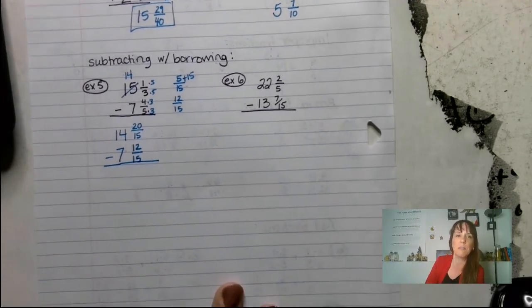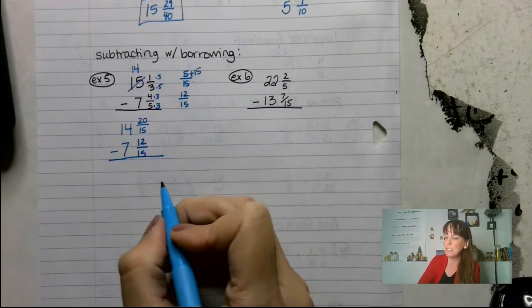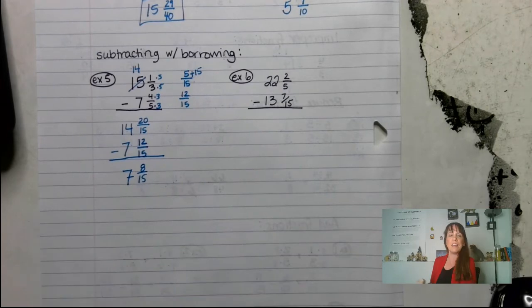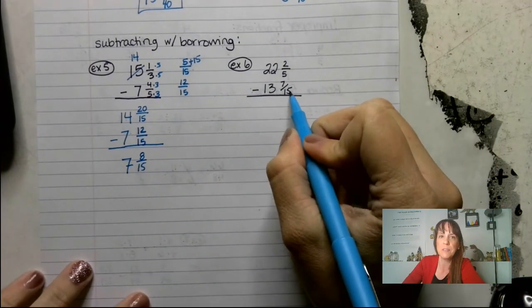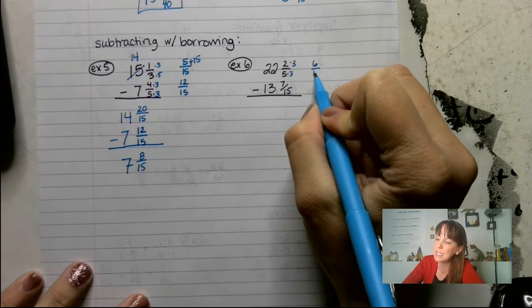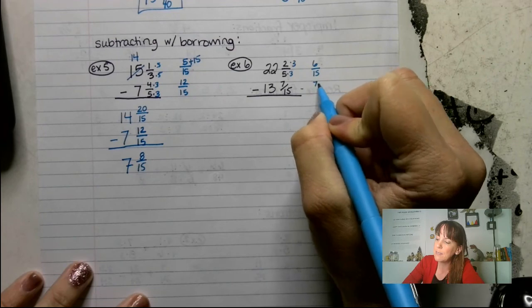All right, let's just deal with the fraction bits. 20 minus 12 is going to give me 8/15. 14 minus 7 gives me 7. That is my answer. All right, over here we have 15. Over here we have 3. So times that by 3, times it by 3, I get 6/15 minus 7/15.